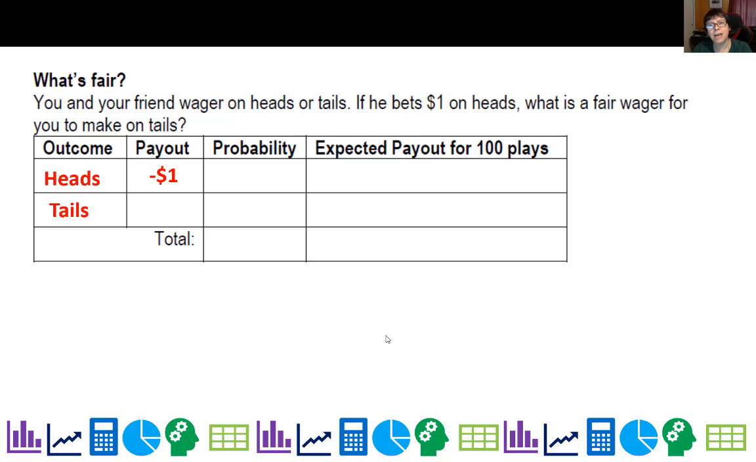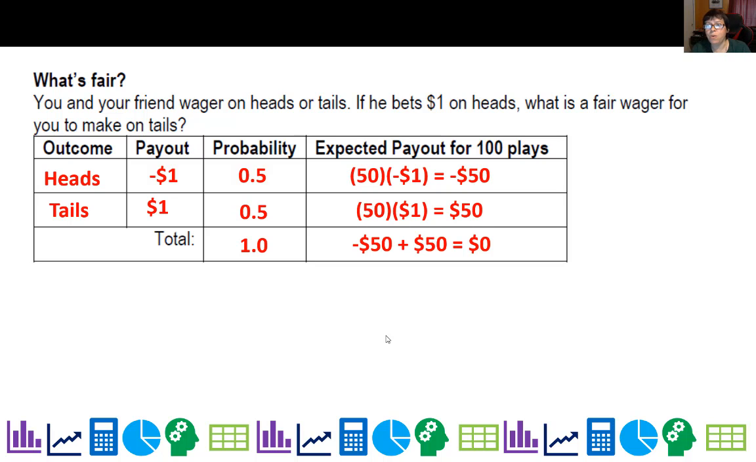Payout, so if he gets heads, you lose $1. And the probability of that is a half. So we're thinking, okay, do $1 for the tails. Does that work out? We go ahead and multiply these two. So if we did 100 plays, we would expect you to lose $50 and we would expect you to win $50. So on average, we would expect you to come out even. So that would be fair.